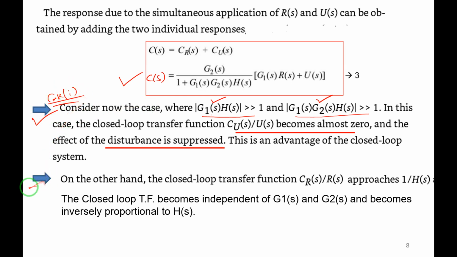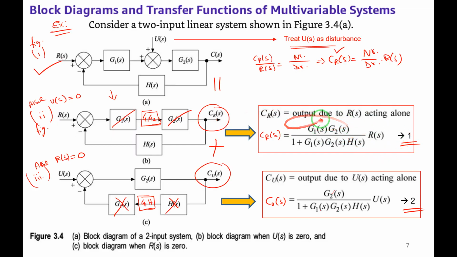Next, we'll move to case 2. Here, case 2. We are taking the same two conditions: G1H is very much greater than 1 and G1 G2H is very much greater than 1. Now we will apply these two conditions for equation 1. For equation 1, we are assuming U of S to be 0. So we will apply it here.